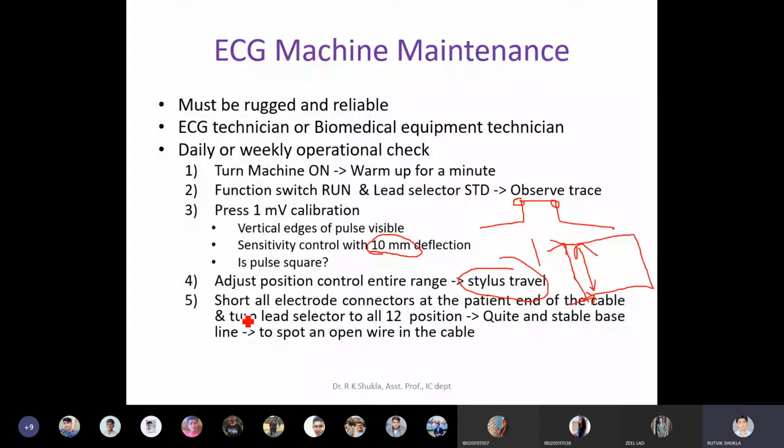Next, on the input side, short all the electrode connections at the patient. All the electrodes on the patient, you just have to short them. And turn the lead selector to all 12 positions, one by one. You have to see whether you are getting a quiet and stable baseline. If you are not getting that, it means there is an open wire in the cable. If any wire in the input patient cable is open, by doing this you can identify that condition.